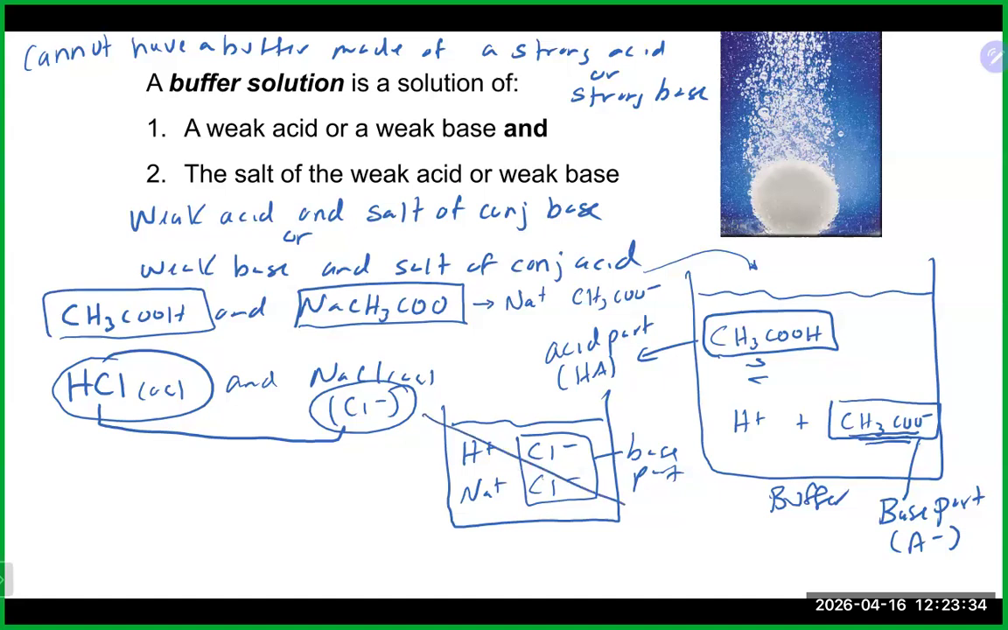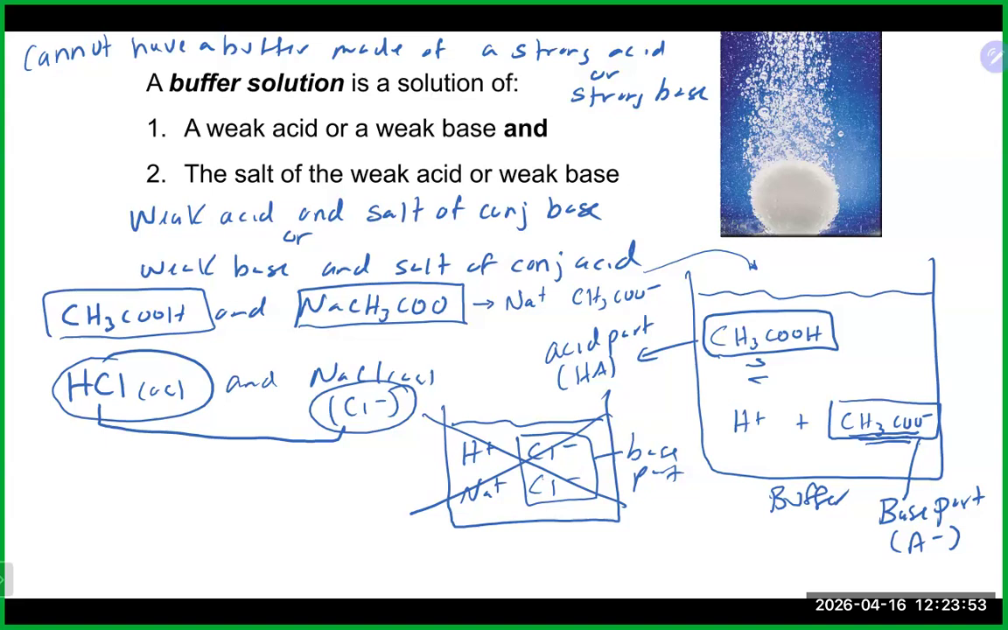to work. So because it cannot set up an equilibrium, with anything that's like a strong acid or a strong base, you will never be able to keep in that buffer solution both the acid part of the buffer and the base part of the buffer. You can only do that with a weak acid or a weak base. Any questions on that there?